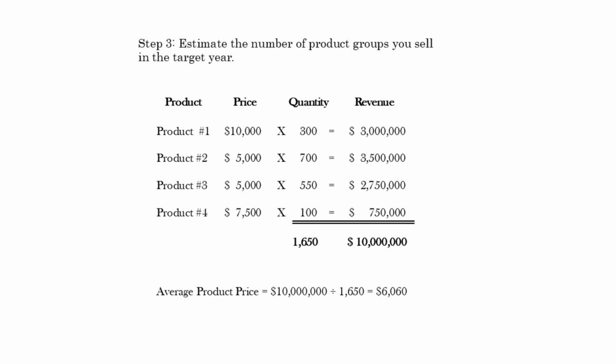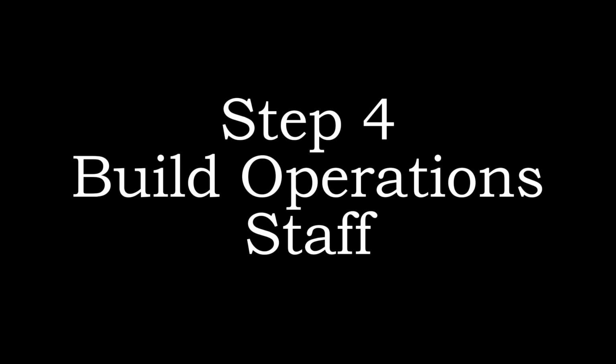Next, estimate the quantity of each product that you plan to sell to reach your target revenue. Now that you have the quantity of products to be sold, you can assemble the people that you need to deliver your products.